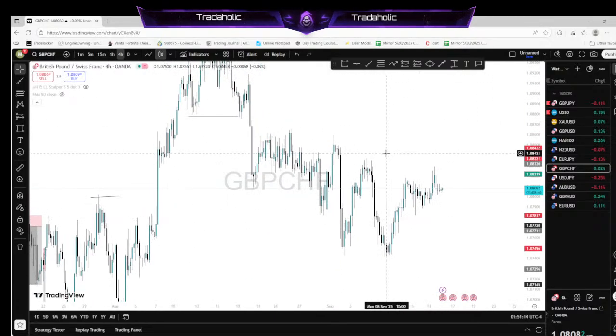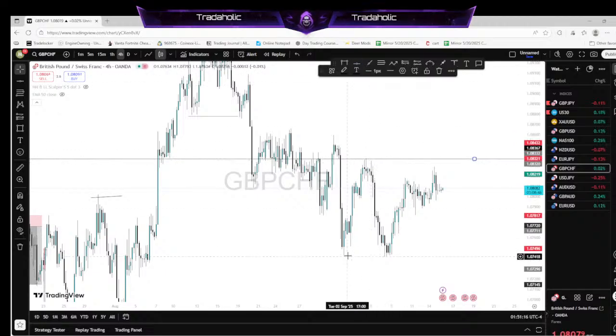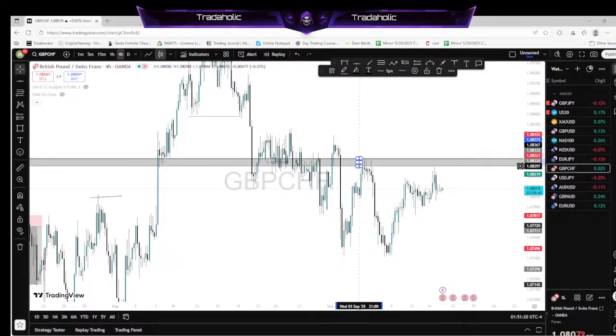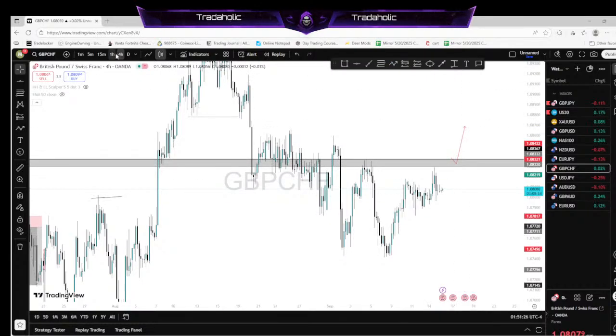I want to know where does the 4 hour go bullish. Well, this is the most recent high that created this new low. So we're bearish until we reclaim this high. So for buys, I wouldn't want to take them until the 4 hour shifts bullish above this area.